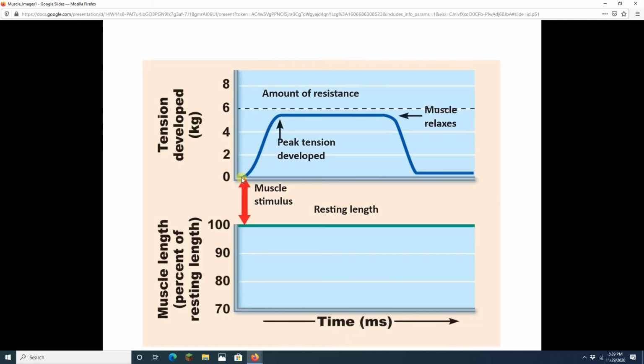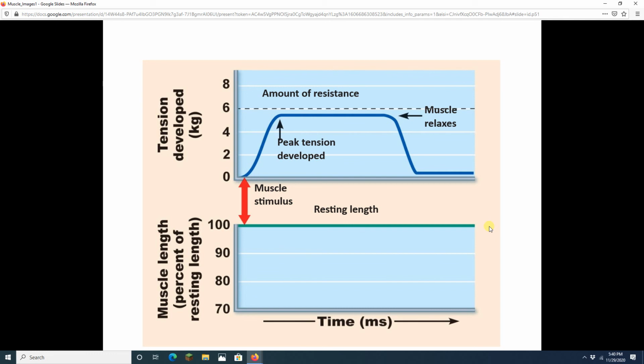If I look here, here's my tension graph. The muscle generates tension and maintains that tension, but it's not enough to move the resistance, to move the load. And therefore, the length of the muscle never changes. All right, cool. Those are the 3 types of muscle contraction.